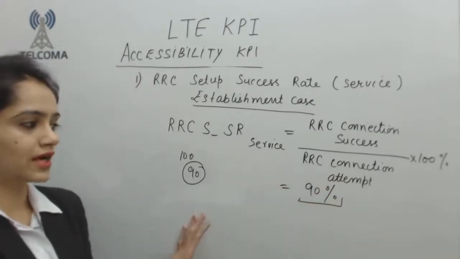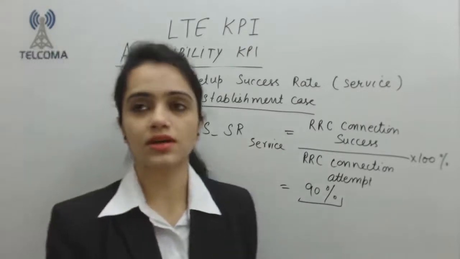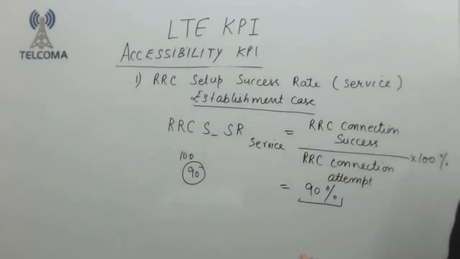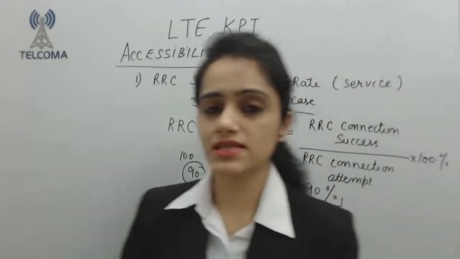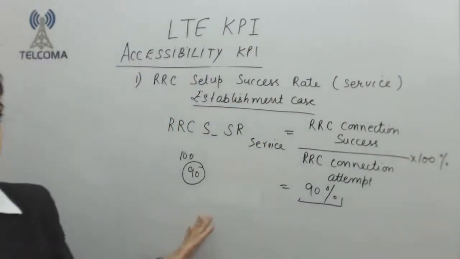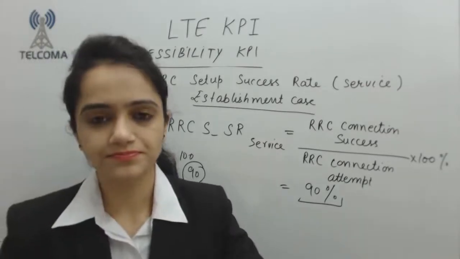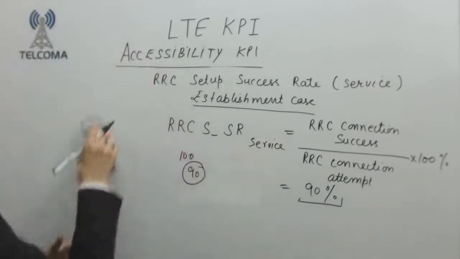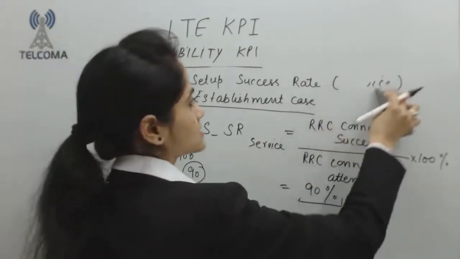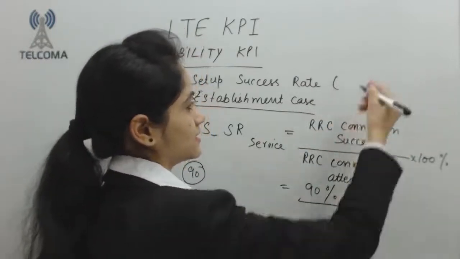That means out of the 100, 10 requests are not being processed, and all the rest are being processed. So my success rate is 90%. So this is the very first category of KPI, which is RRC connection success rate for service. Now we have the second, which is also related to RRC, but here this is a case of signaling.